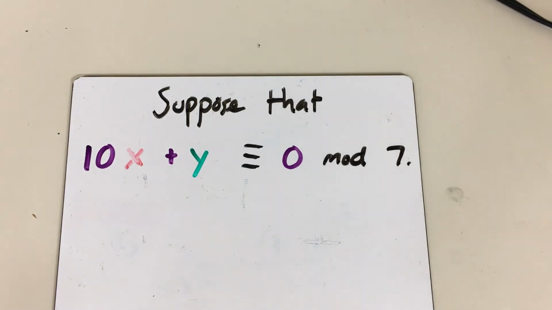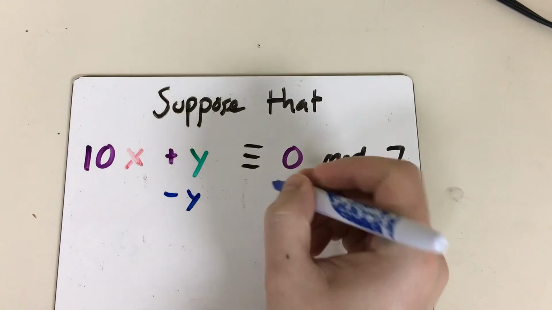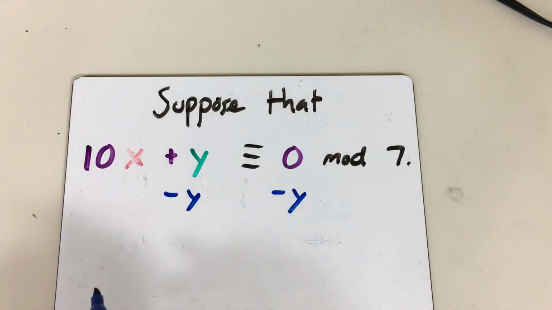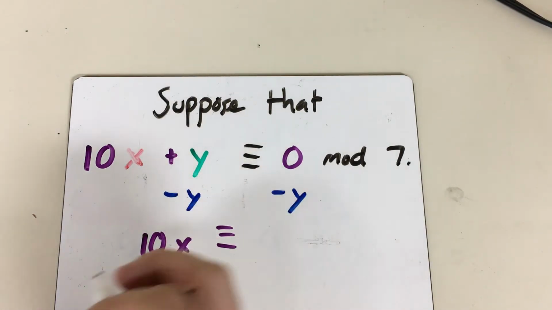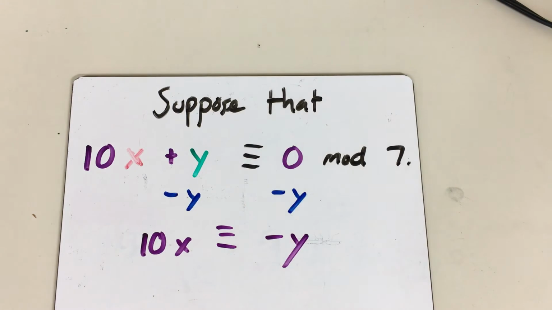So to start with, I'm going to subtract something from both sides. I'm going to subtract y. And where this is going to get me is to where I have 10x on the left, and then I have negative y on the right. All right, so I just subtracted something from both sides. That's something we do in any equation. Only difference is I did it with a letter and I did it in a mod problem. Now, I'm going to get into something that we can't do in a regular equation.